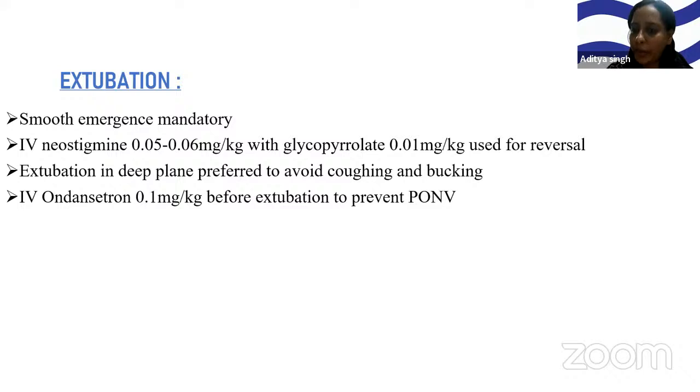First, you have to give 100% O2 and with CPAP 10 to 15 centimeter water. And then you have to give propofol 0.5 milligram per kg. If that doesn't solve the problem, then you have to give muscle relaxant and ventilate the patient. If even that doesn't help you, then you have to go for reintubation.